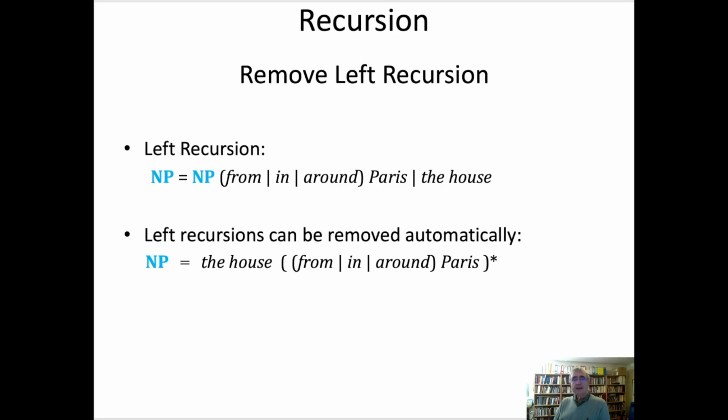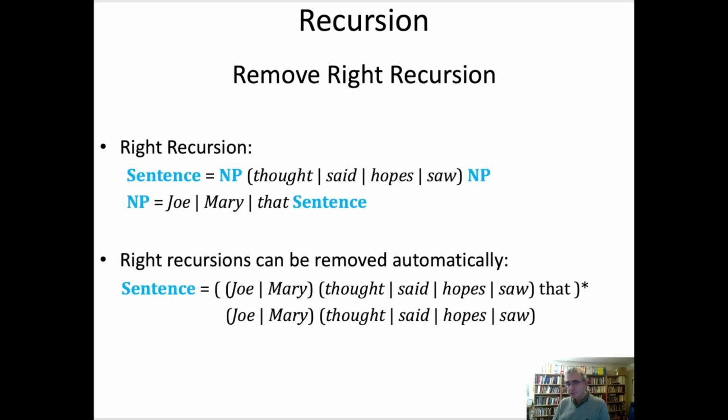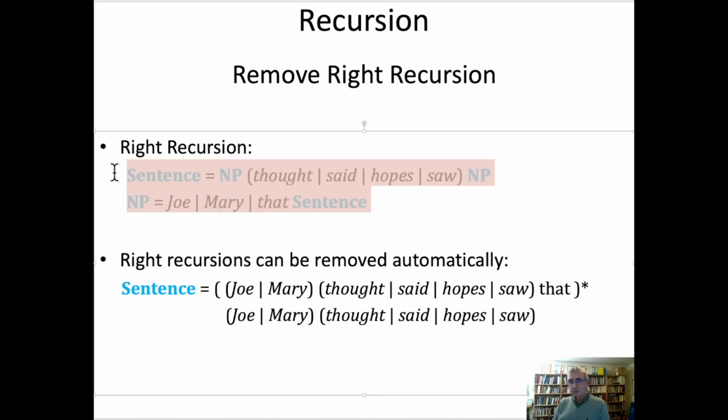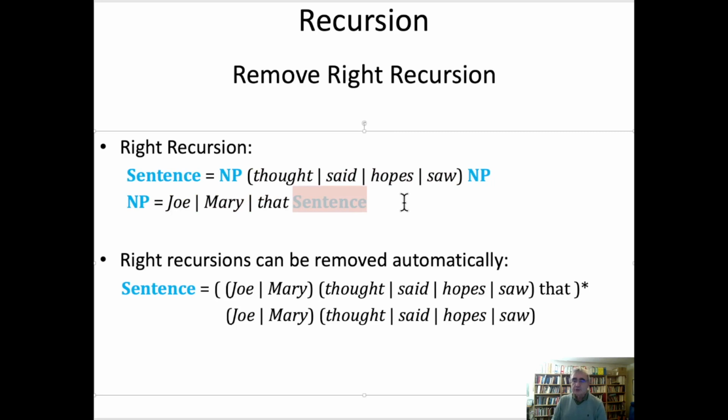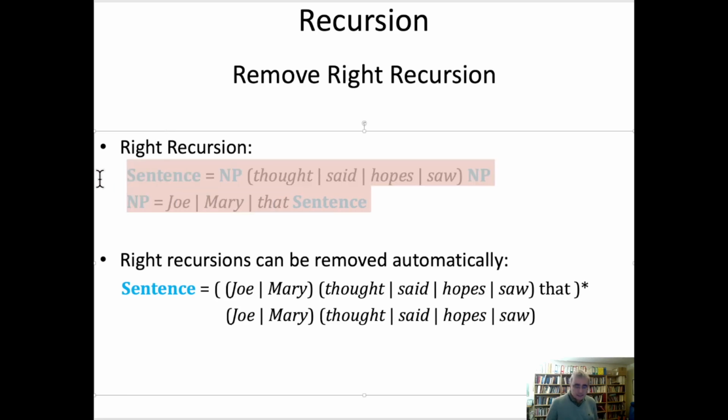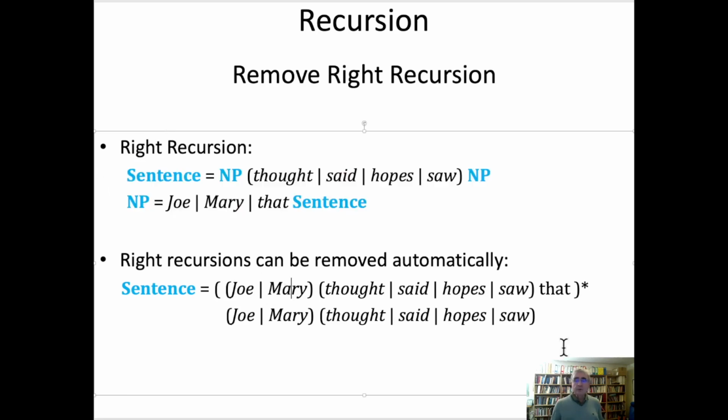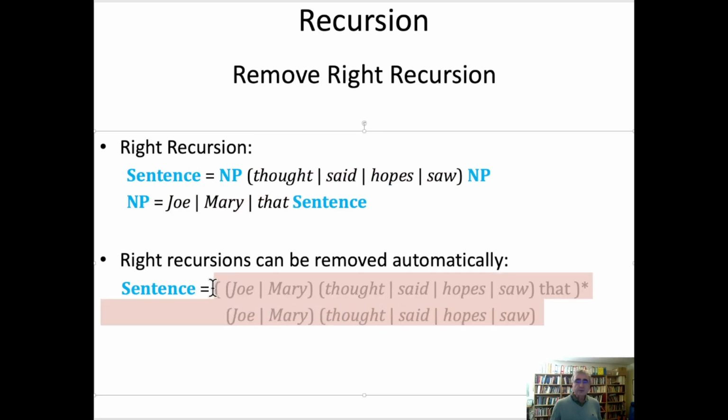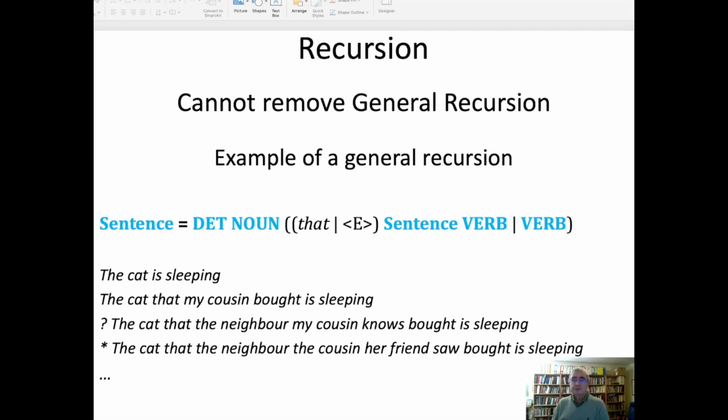And it's the same case for right recursions. When NooJ recognizes that a grammar is right recursive, so here sentence occurs as a suffix of sentence, NooJ can rewrite this grammar as a regular grammar, and this is the resulting regular grammar, and they are equivalent, they recognize exactly the same sentences. However, it's not possible to remove general recursions in context-free grammars.